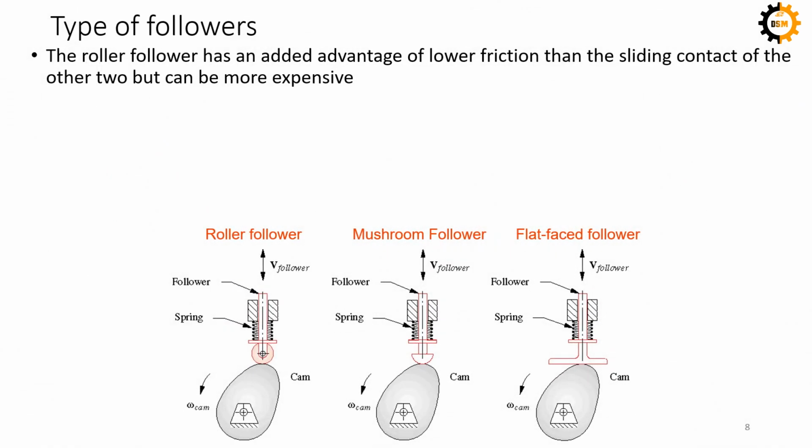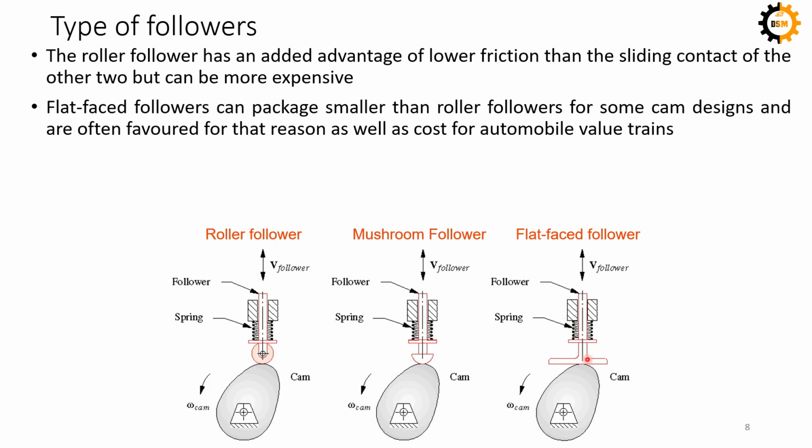So if I talk about the roller follower, this one has lower friction. You already know that when there is rolling, there is less friction than the sliding ones. So this is the advantage. But it has an extra additional pivot point and construction involved, so we can call it more expensive than the other two.